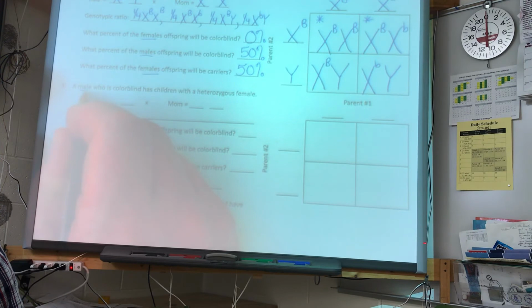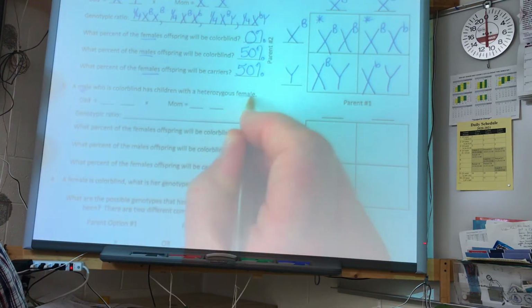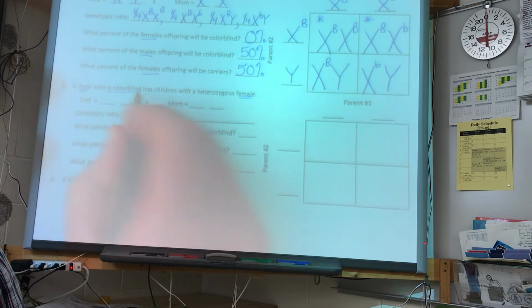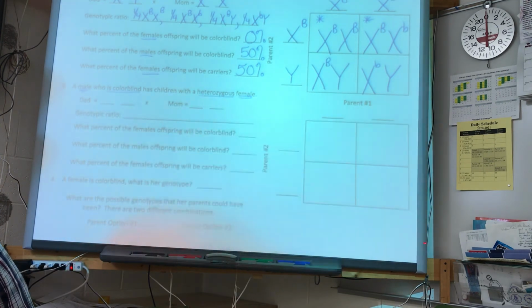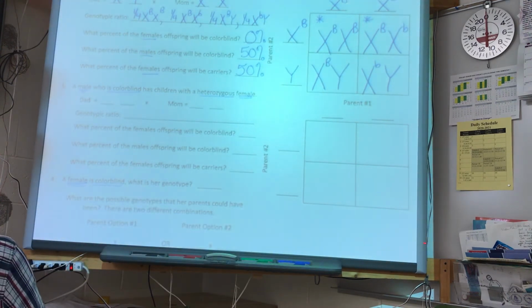If dad gives an X little b and mom gives an X little b, was dad colorblind? Yes. Is it possible that he was not colorblind? He had to have been colorblind, right? Because if dad gives an X little b, what was the other allele that he could have given? Y. And did he give the Y? How do we know that? Because it's a daughter, absolutely. Okay, so in order for a girl to be colorblind, dad would have to be colorblind. Just so you know that.